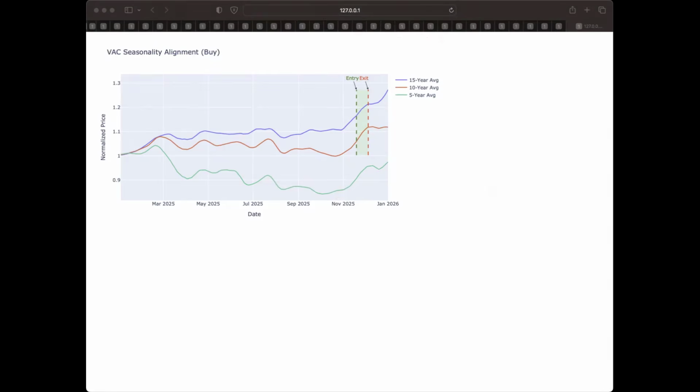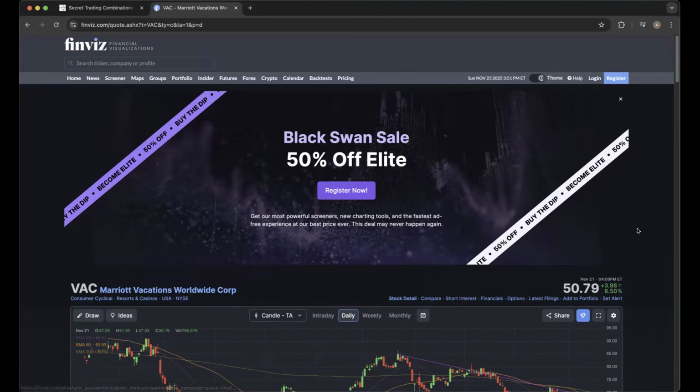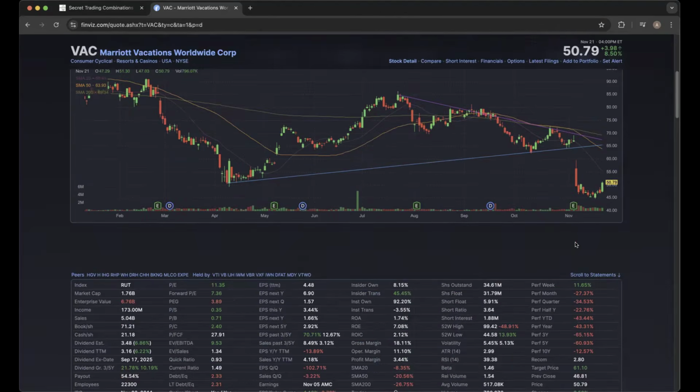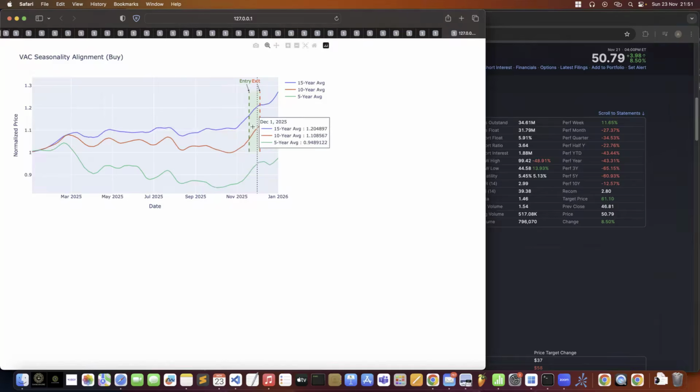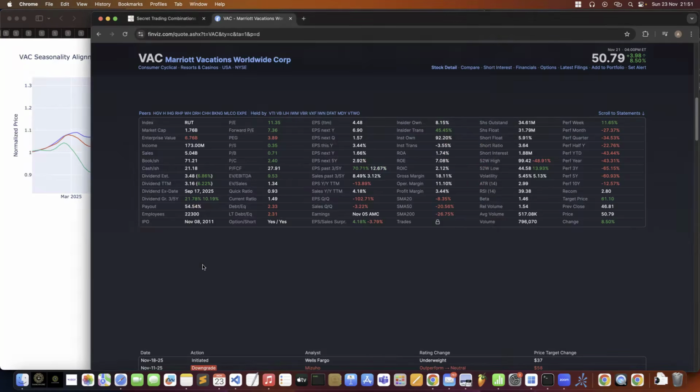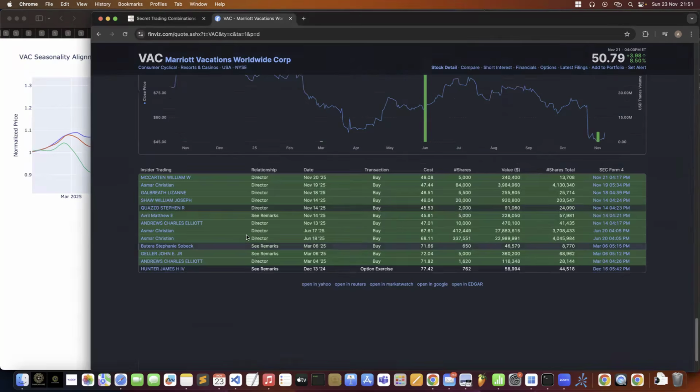All right, let's see if it's really a buy or an asset that's toying with us. We should buy VAC. Let me just share the entire screen. So we should buy VAC on the 19th. Now remember, this is for educational purposes only, right? And come out around the 5th of December. On the 19th, this has 1.7 billion.